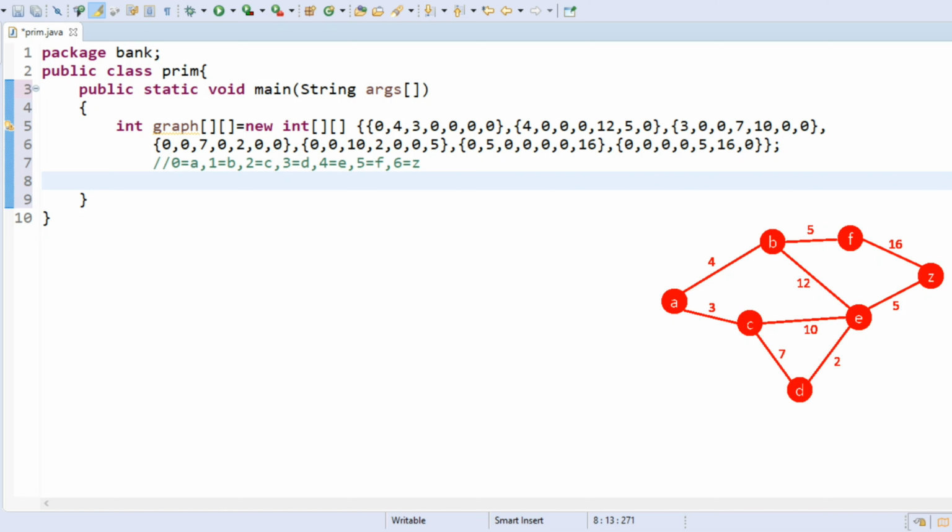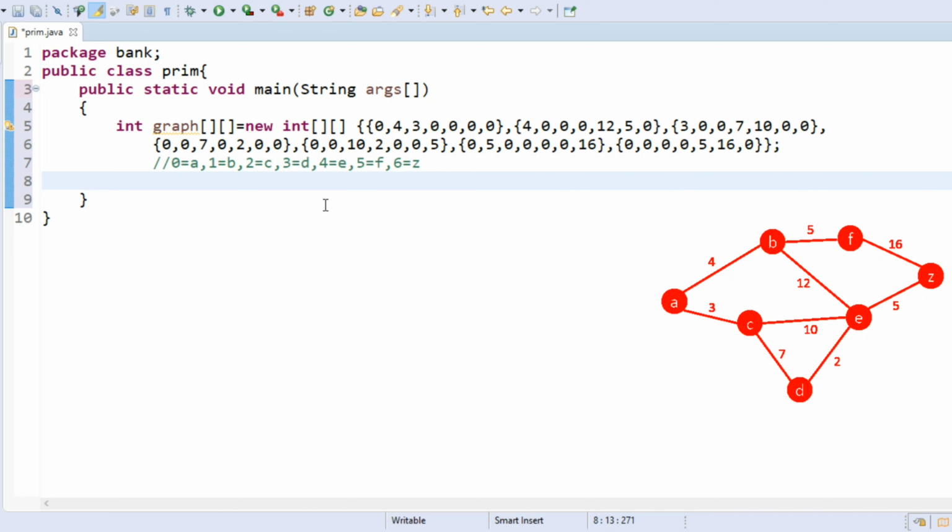Similarly, B has a connection with A, so I represented it with 4, and there is no connection between B and C directly, and no connection between B and D directly. There is a connection between B and E, so I represented it with 12, and there is a connection between B and F, and its value is 5. I represented it as 5, and there is no connection between B and G, so I represented it as 0.